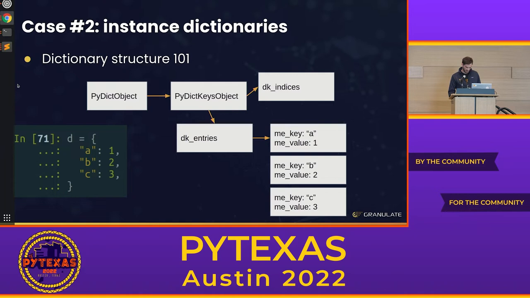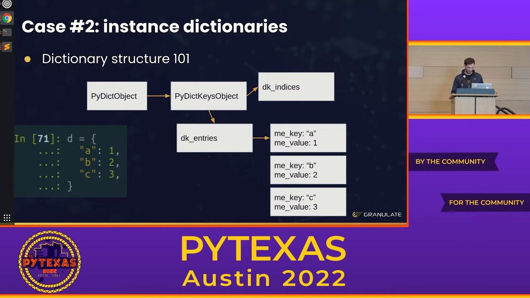The keys object holds the key entries in DK entries, which is a simple array of objects of the value, key, and hash items. There's also DK indexes, which is an array that maps the hash results to the entries in DK entries. So for the key lookup, we calculate the hash of the key, we find the index via DK indexes, and then we get an index into DK entries, and finally we get the value. That's also roughly how things look in Python 2.